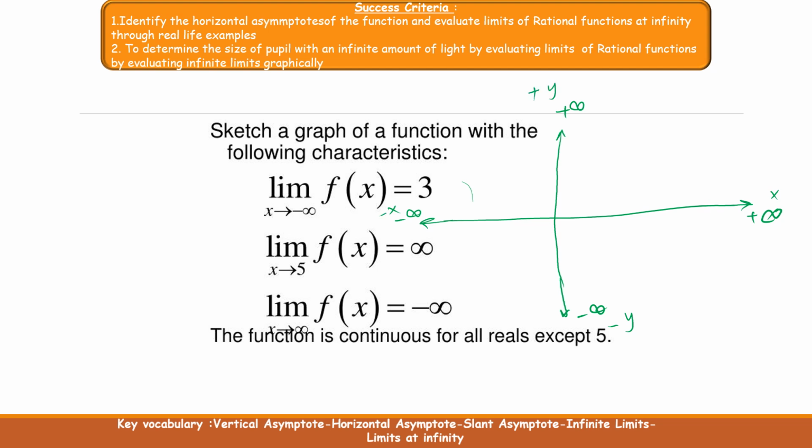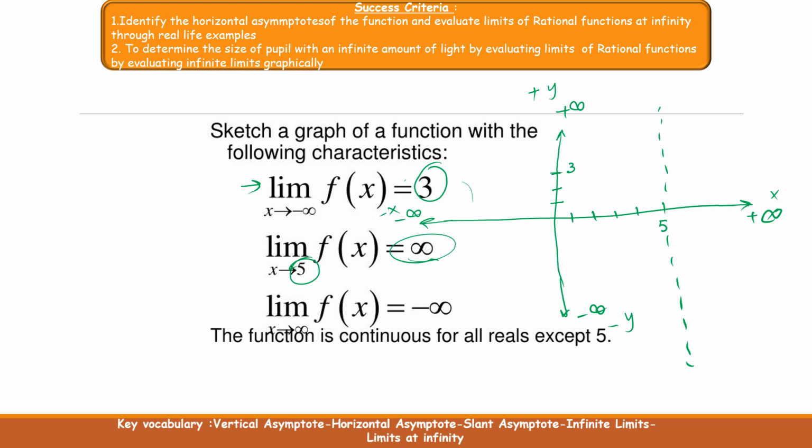Okay, so when x is approaching to negative infinity, the y value is 3. So it means on my y value there is a horizontal asymptote when it is approaching to the negative infinity. Now when x is approaching to 5, it means on my x axis the value is 5. Then there is a positive infinity y value, which means that it is showing a vertical asymptote on 5. Now when x is approaching to positive infinity, the graph is again going down.